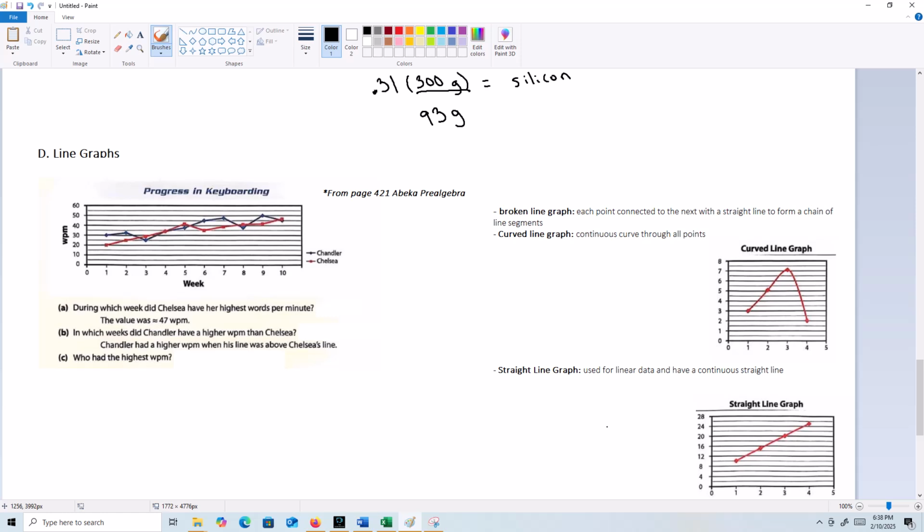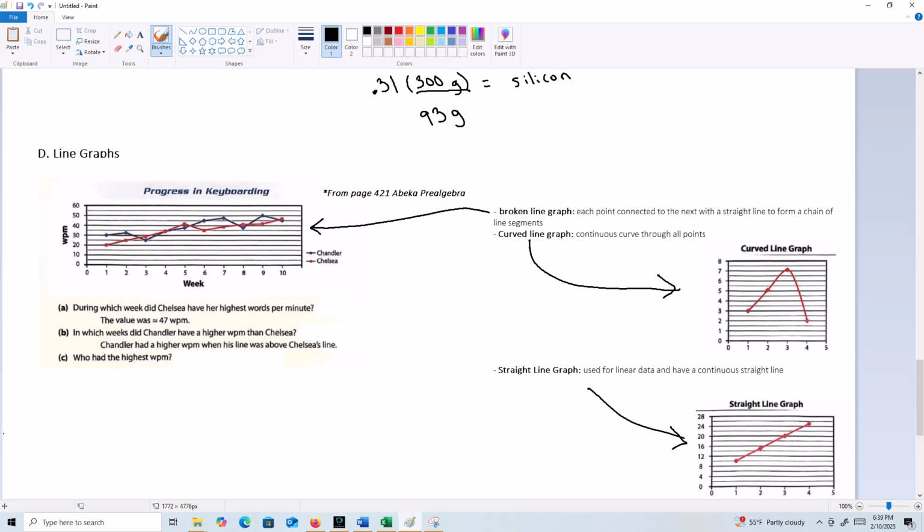So first, let's just talk about some terms. This right here is a broken line graph. The dots are connected with choppy lines, so it's called a broken line graph. Right here we have a curved line graph because we have just a nice curve. There's no choppiness to it. And then we have a straight line graph here, and we're very familiar with those from all the linear functions that we've been doing.